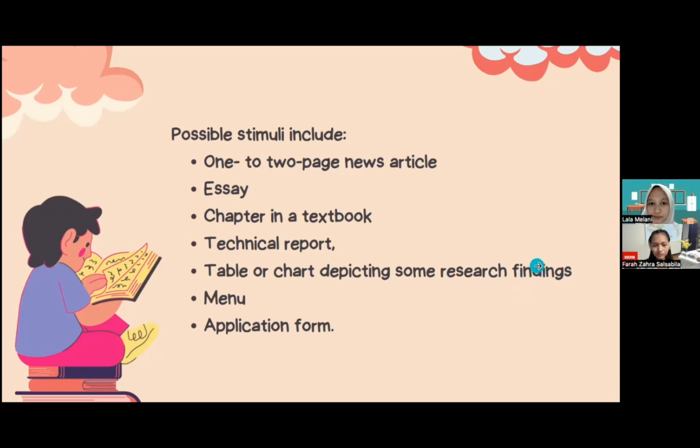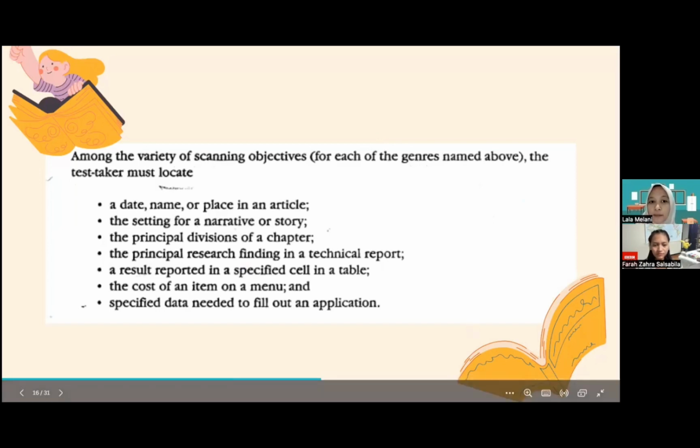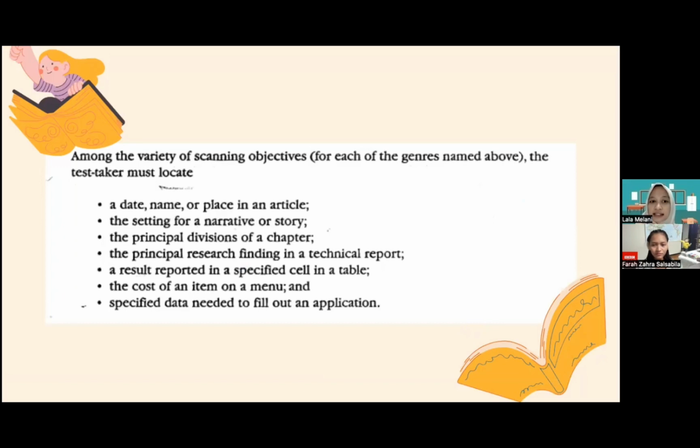application form. Among the variety of scanning objectives, the test taker must locate the first one, a date, name, or place in an article. The second one is the setting for a narrative or story. The third one is the principal division of a chapter. Then the principal research finding in a technical report. The next, a result reported in a specified cell in a table. And the next, the cost of an item on a menu and specified data needed to fill out an application.